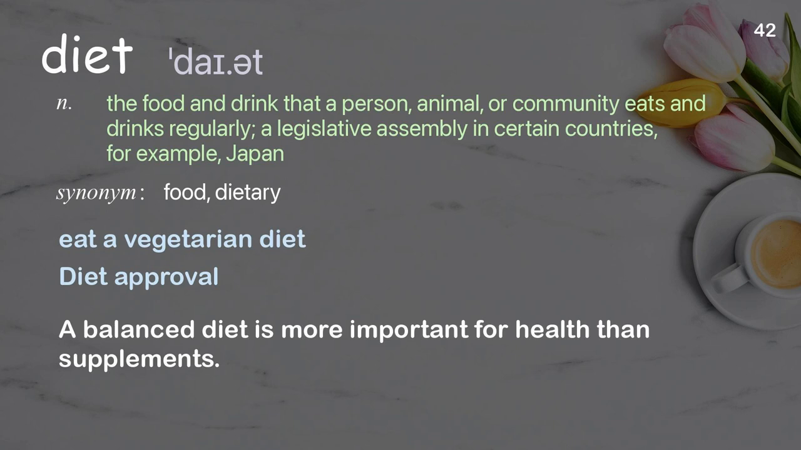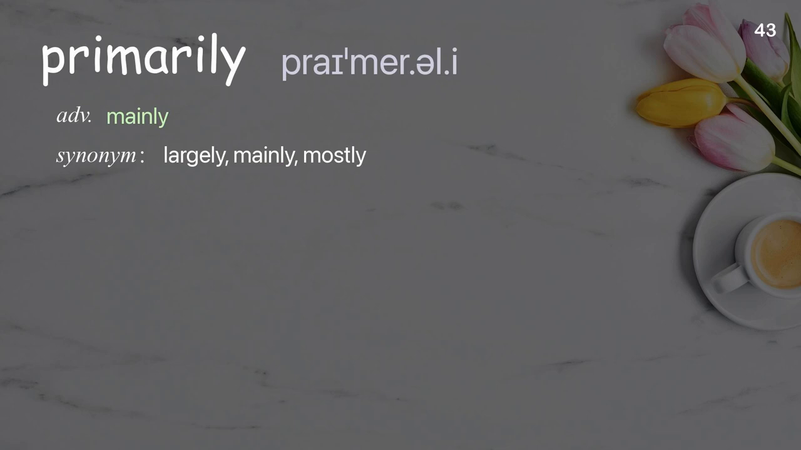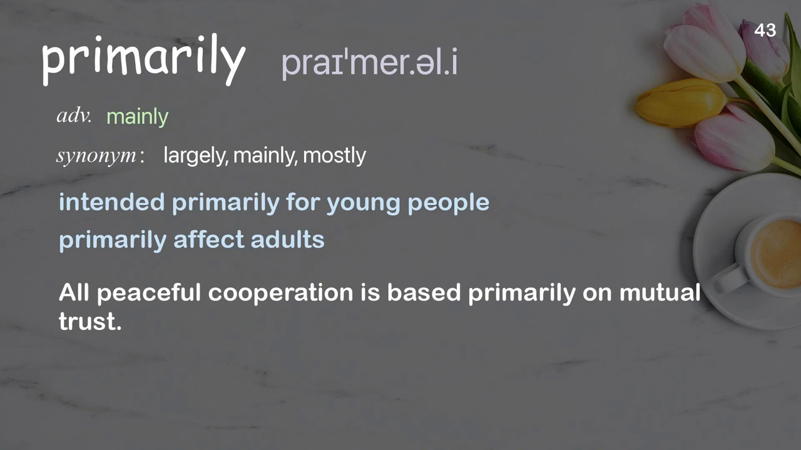Primarily. Mainly. Examples: intended primarily for young people. Primarily affect adults. All peaceful cooperation is based primarily on mutual trust.